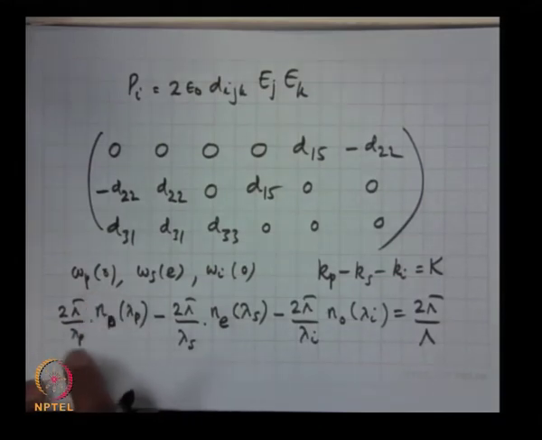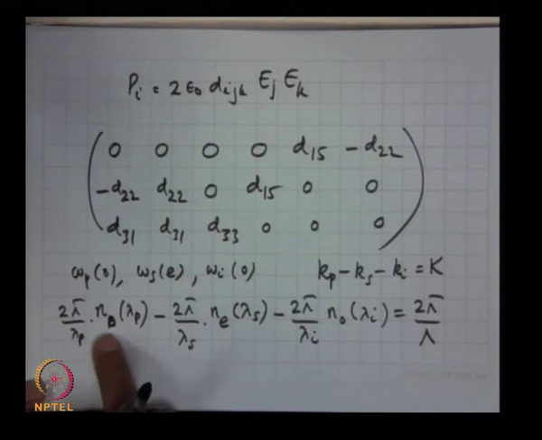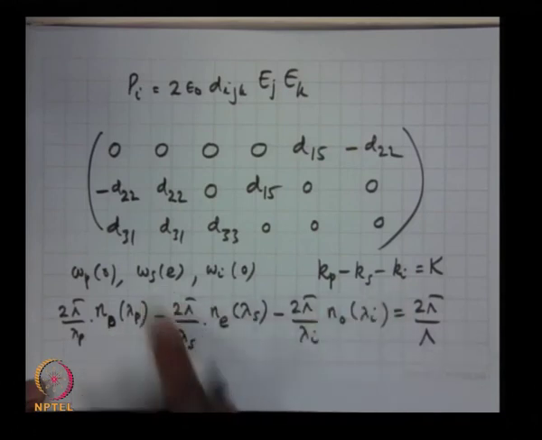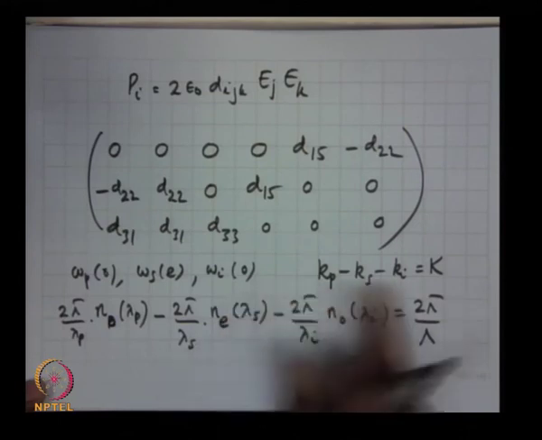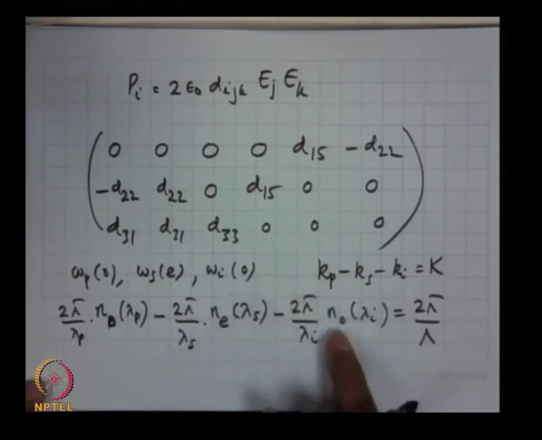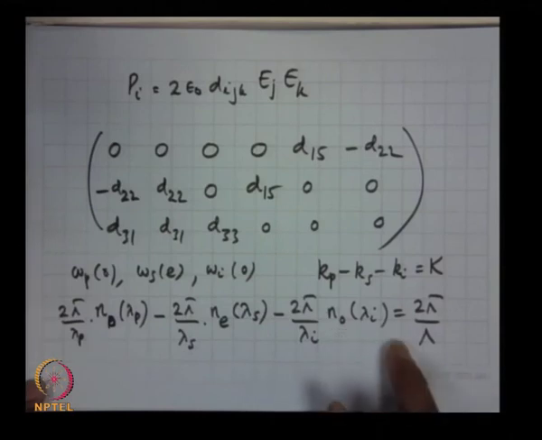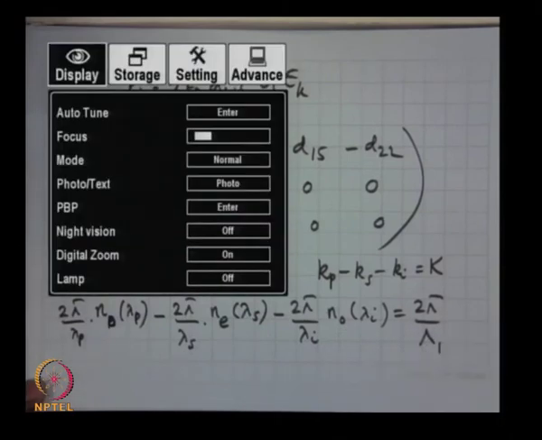Kp corresponds to 2 pi by lambda p into the refractive index of the wave at the pump frequency, which because it is an ordinary wave, is NO of lambda p. Signal is an extraordinary wave, so minus 2 pi by lambda s NE of lambda s. Idler is an ordinary wave, so minus 2 pi by lambda I NO of lambda I. So let me call this capital lambda 1.